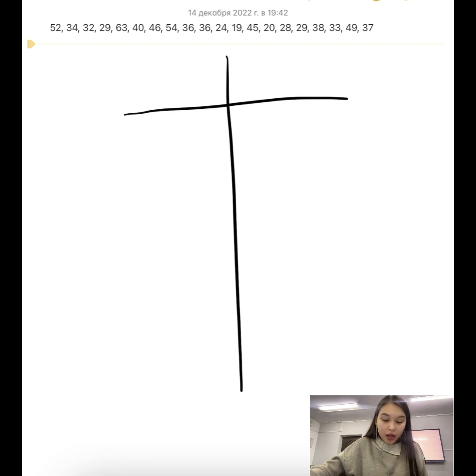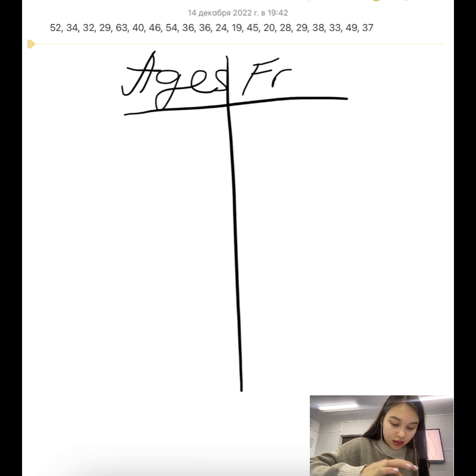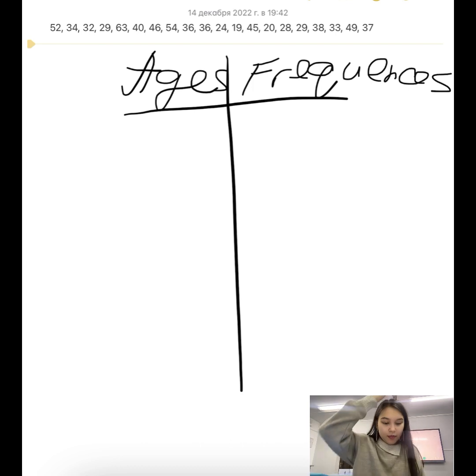First of all, I drew two columns. The first is, as I said before, the class of intervals or the variables, which here are the ages. Then the second column will be the frequencies. Okay, so here we have two variants of writing.